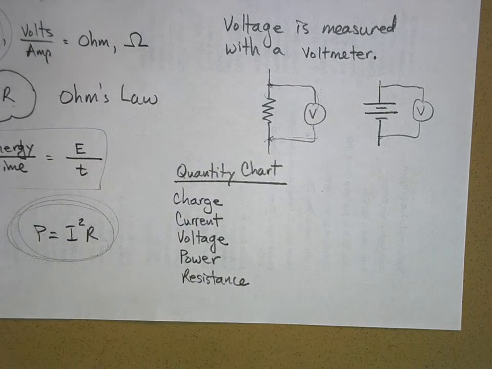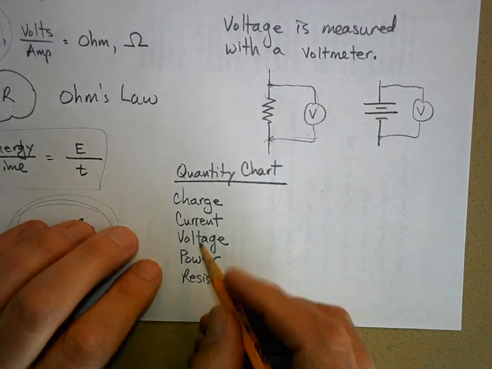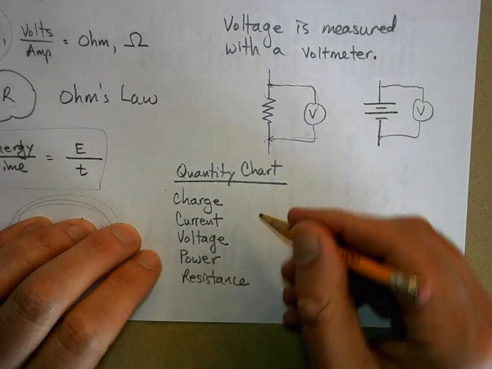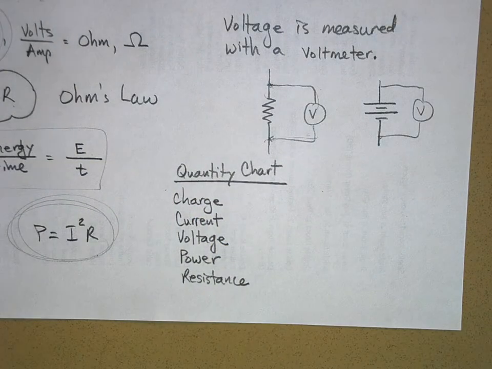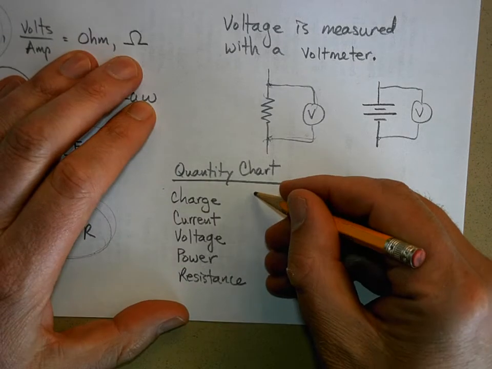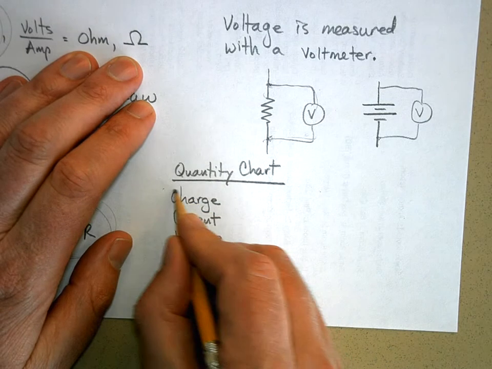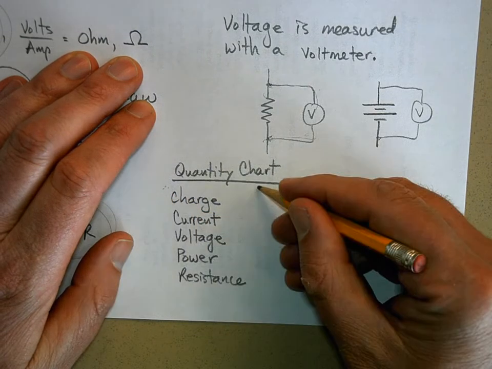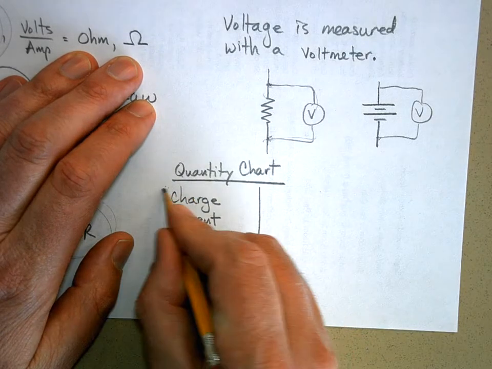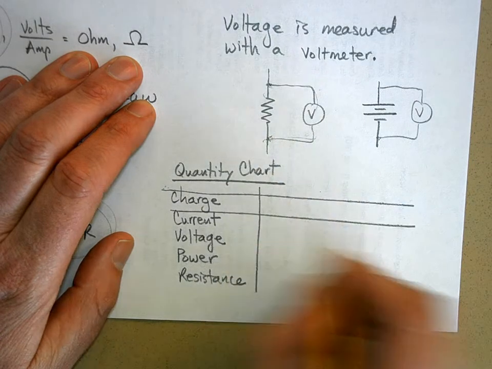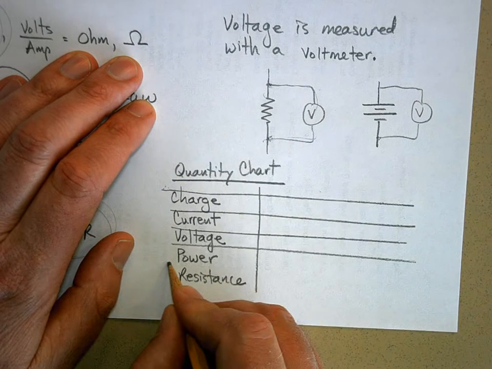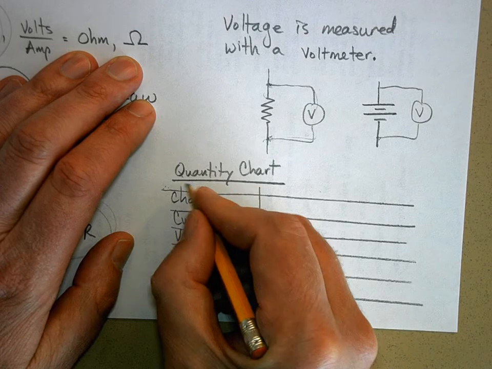I mean, we have time. And power we've covered before, but we didn't spend that much time on it, so we might as well review it. Now, what I'm going to do is create a chart for you that's going to help you review this stuff, because we're going through it pretty fast. So this is the quantity.